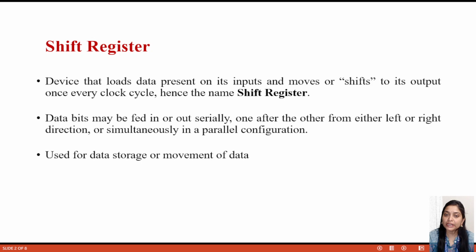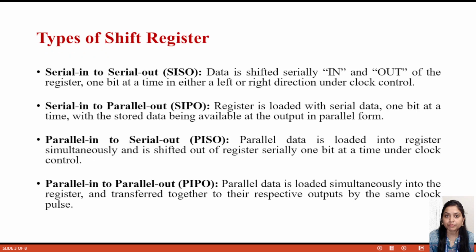Data bits may be fed in or out serially, one after the other, from either the left or right direction, or simultaneously in a parallel configuration. So it is basically used for data storage or movement of data. These are basically the types of shift registers.